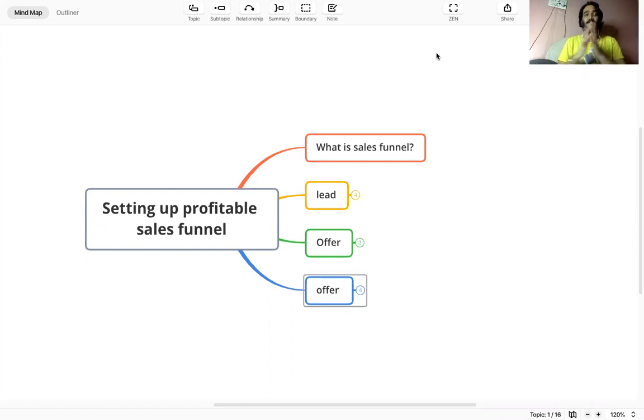A sales funnel is a formula: when you have leads and prospects, you need to convert them into buying customers. The whole process of the customer buying journey is known as a sales funnel. For that, we have to understand the AIDA principle. A is for awareness, I is for interest, D is for desire, A is for action.